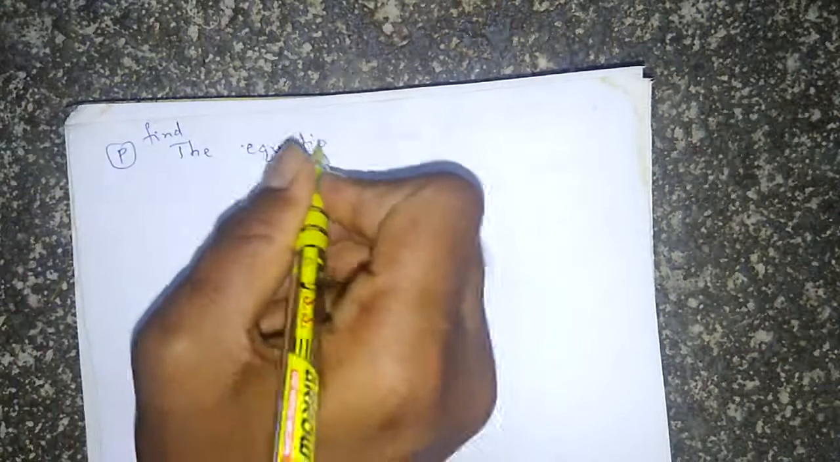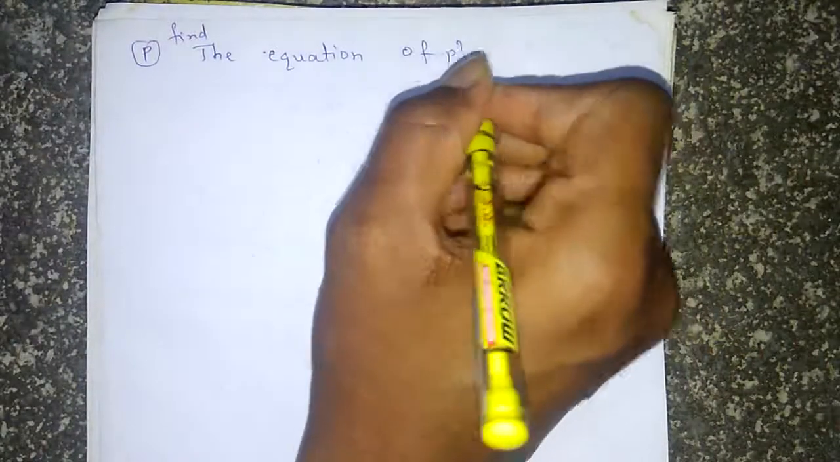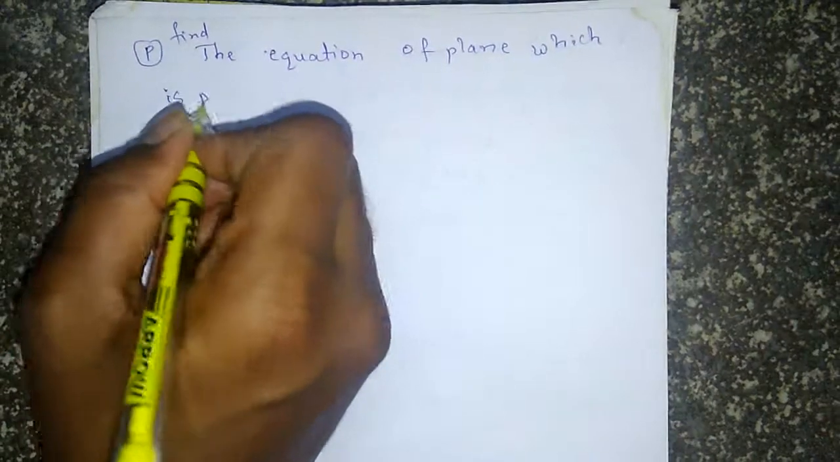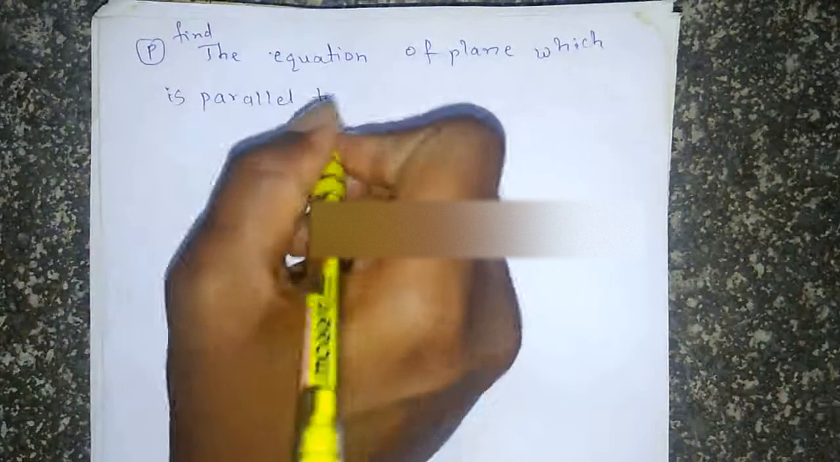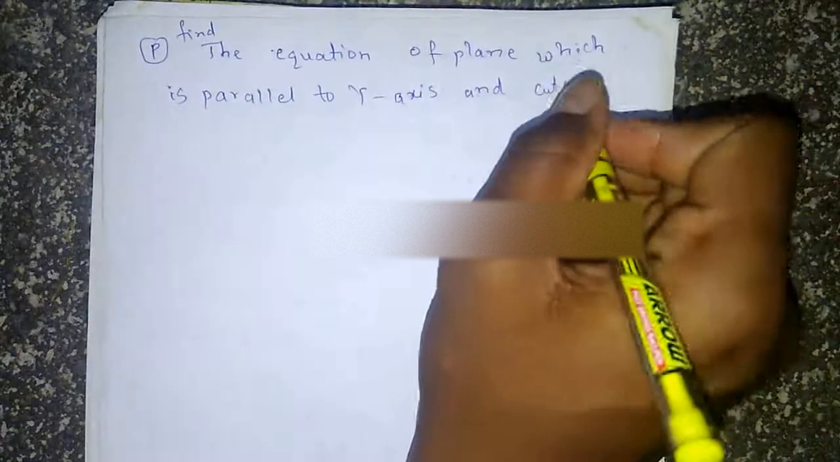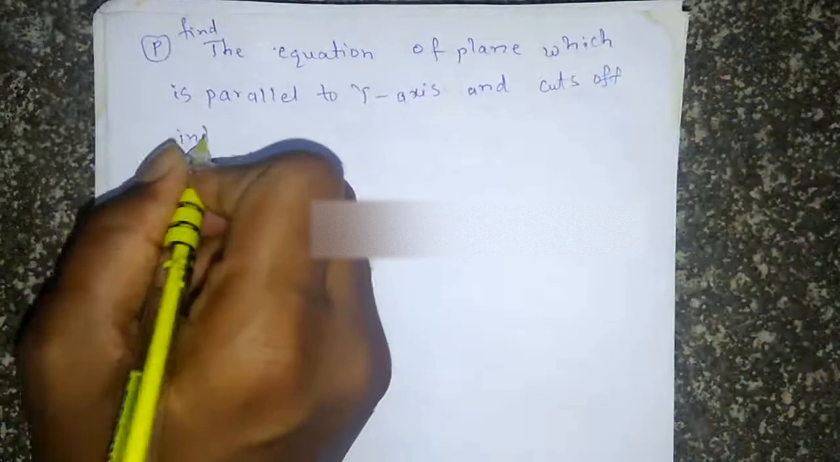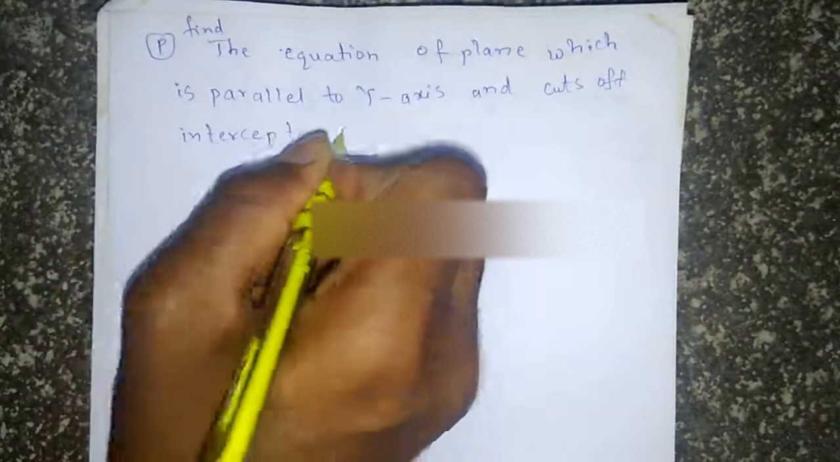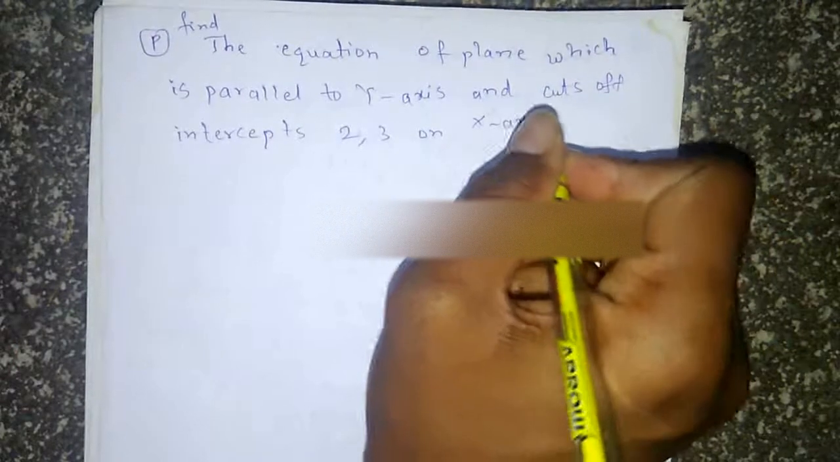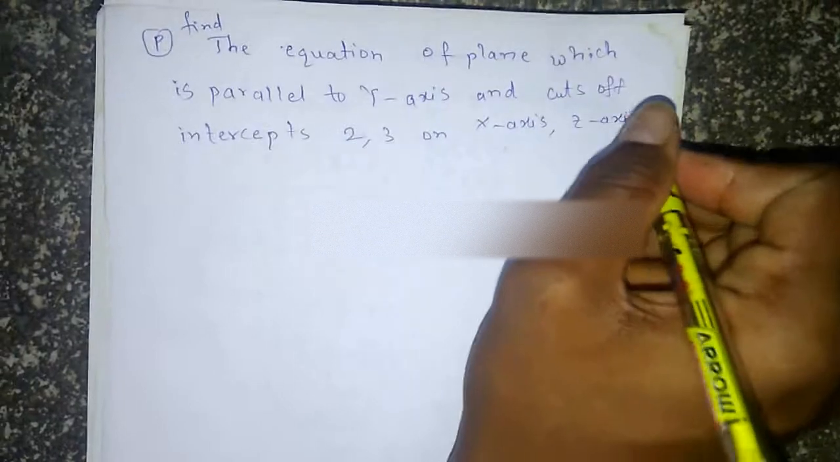Next problem is: find the equation of the plane which is parallel to the y-axis and cuts off intercepts 2 and 3 on the x-axis and z-axis respectively.